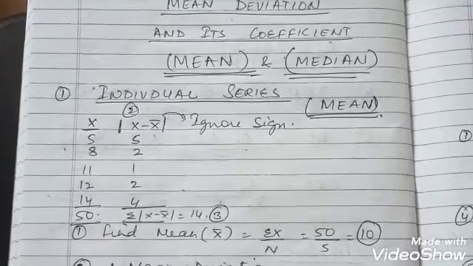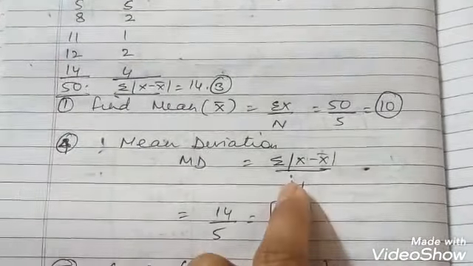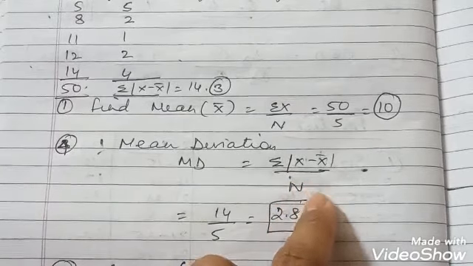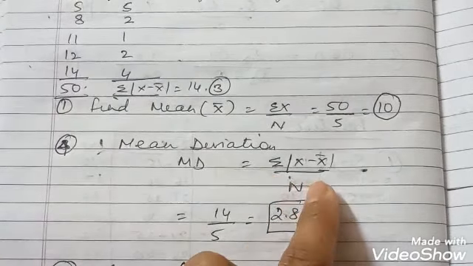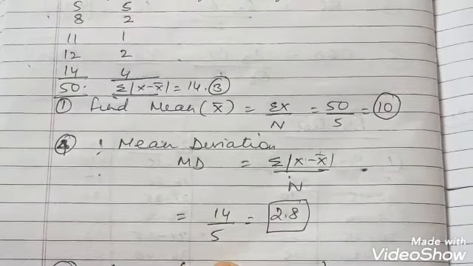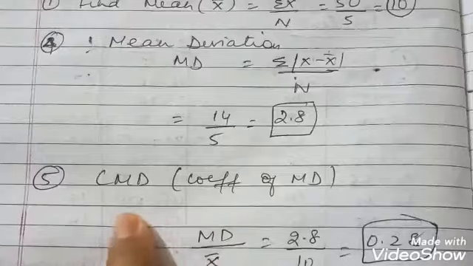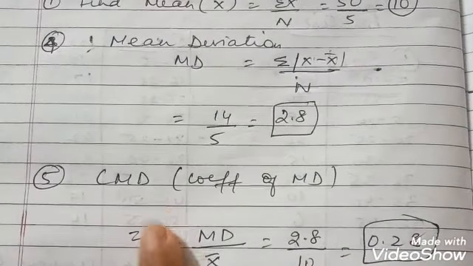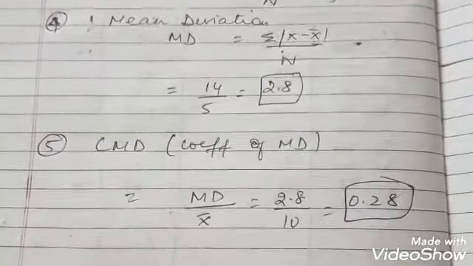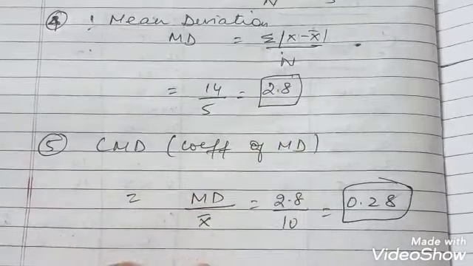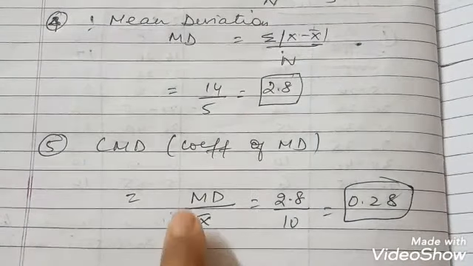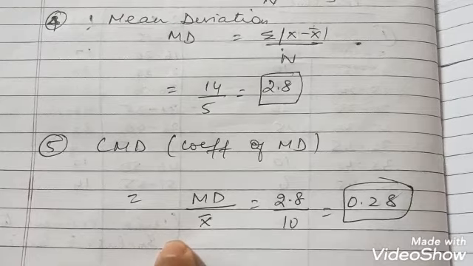Now we will apply the formula in the fourth step, and the formula is sigma x minus x bar upon n. What is sigma x minus x bar? 14. 14 upon 5, it is 2.8. And the fifth step will be coefficient of mean deviation. Whatever your mean deviation came, if it is wrong here, this will automatically be wrong too. So mean deviation upon actual mean.